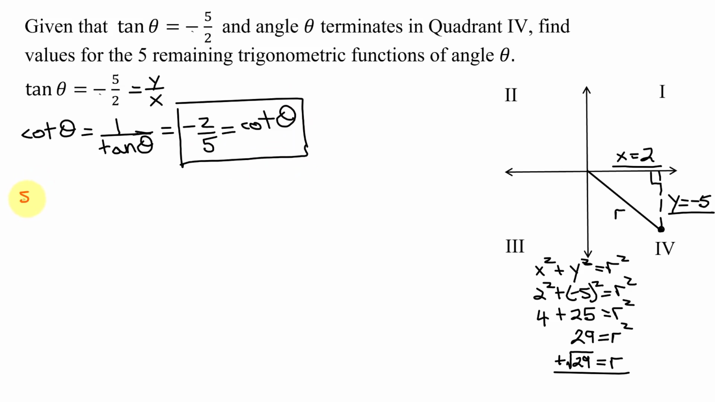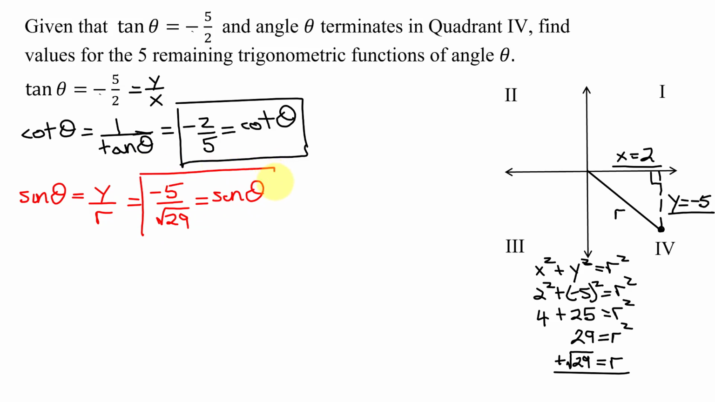Next, let's find the sine of theta. In terms of x, y, and r, it's y divided by r. Y is -5 divided by r, which is the square root of 29. So we weren't asked to rationalize the denominator, so that is the sine of theta.